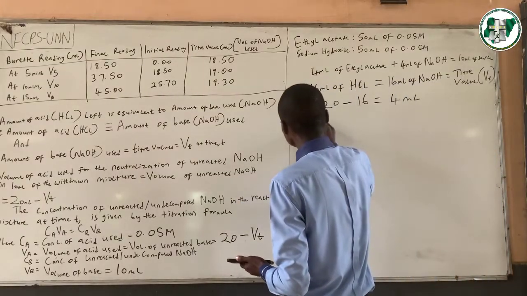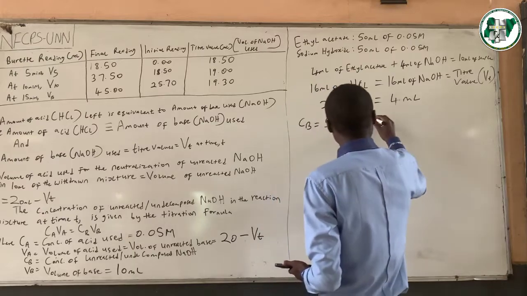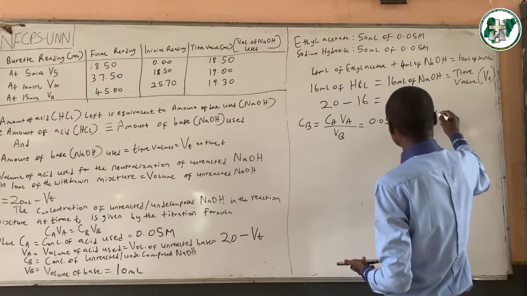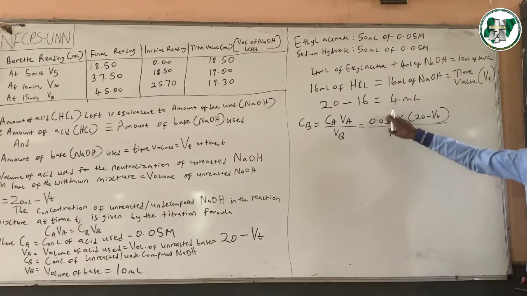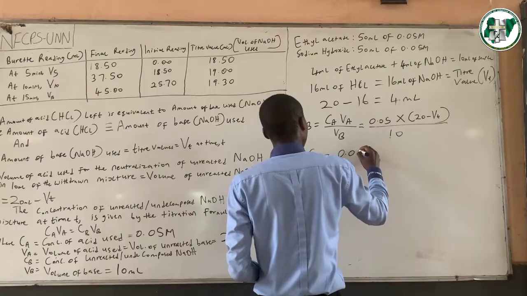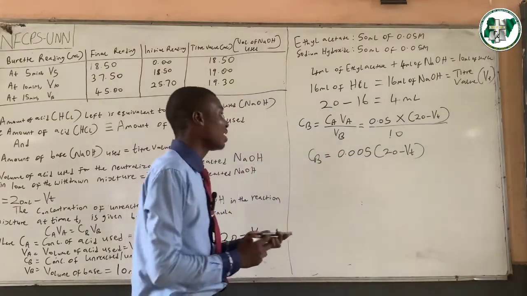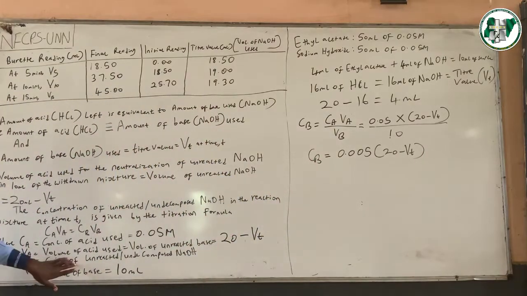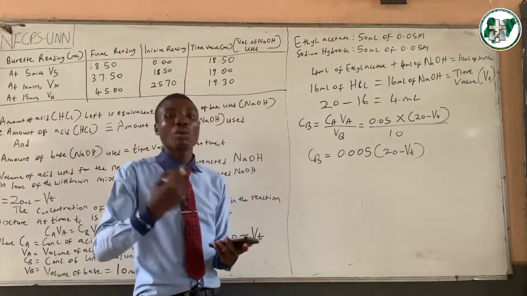So Cb is equal to CAVA over Vb. What is our Ca? 0.05. What's our Va? Our Va is 20 minus Vt, and our Vb is going to be 10. Since this is a multiplication sign, we can divide: 0.05 divided by 10, so we now have that our Cb is equal to 0.005 times (20 minus Vt). The implication is that the moment you've gotten your titer values, you can now calculate the concentration of the unreacted, undecomposed base.